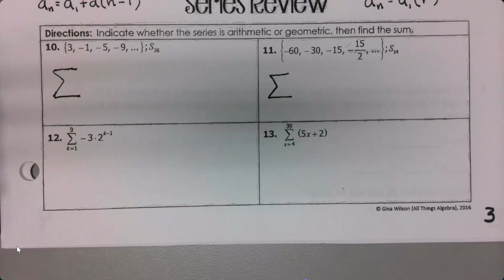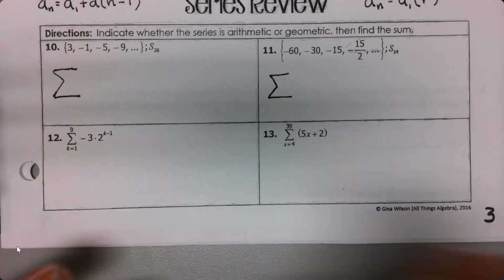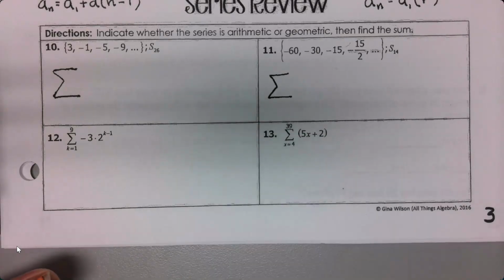Okay, so I'm continuing the final review. I'm still on page 3. The last 4 want me to indicate whether the series is arithmetic or geometric, and then find the sum. So remember, arithmetic is if there's an adding pattern, adding or subtracting. Geometric is multiplying or dividing.